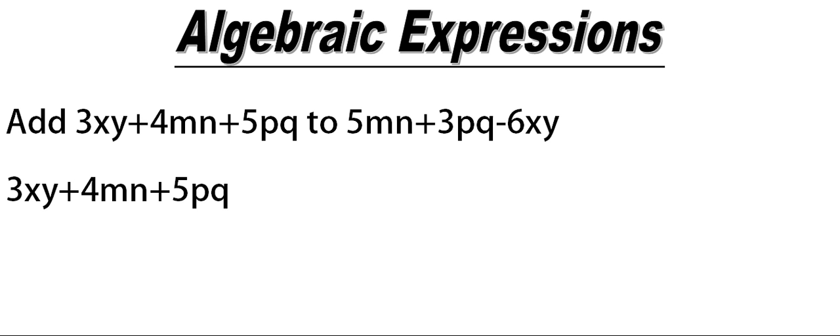Now what do we mean by terms? This is the expression 5mn plus 3pq minus 6xy. This is one expression and it has three terms in it. The terms are 5mn, 3pq and 6xy. These are the three terms present in this expression. Now how will we arrange it accordingly? I will write the term xy just below xy. Similarly, the term mn just below mn and the term pq just below pq.